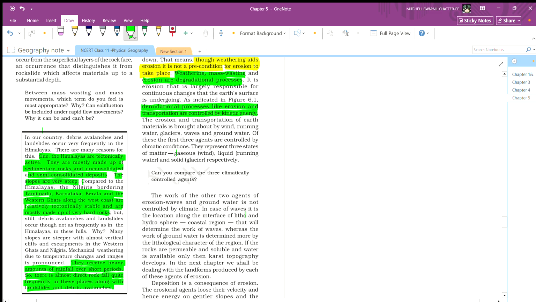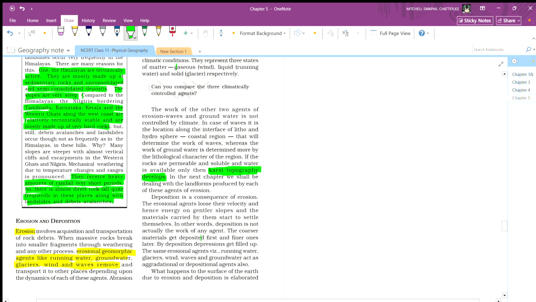In the case of waves, it is the location along the interface of lithosphere and hydrosphere, the coastal regions, that determines the work of waves, whereas the work of groundwater is determined more by the lithological character of the region. If the rocks are permeable and soluble and water is available, then karst topography develops. In the next chapter, we shall see the landforms produced by each of these agents of erosion.